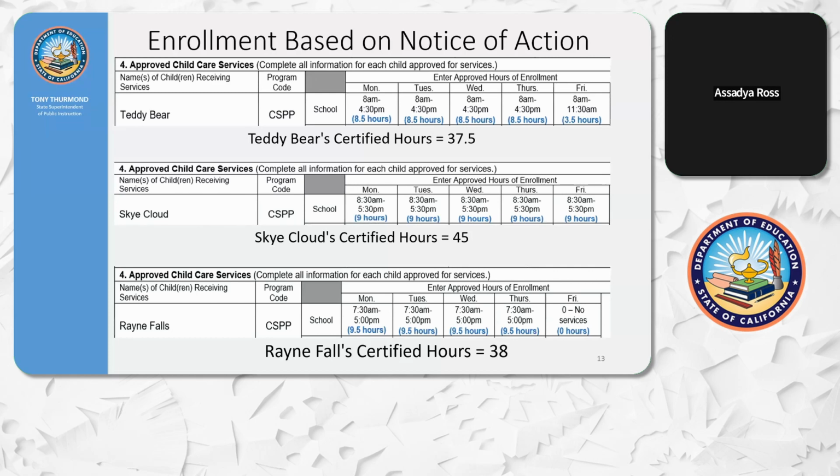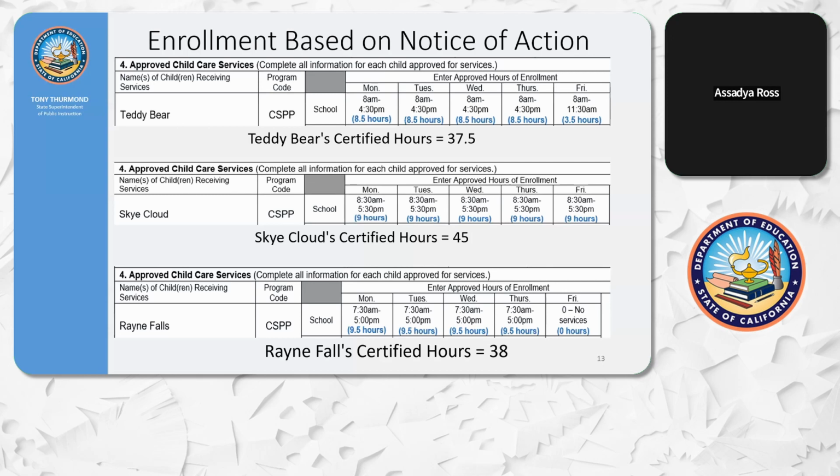So on this slide, you'll see a couple of snips from some notices of actions. Throughout the rest of the enrollment and attendance portion of this presentation, we're going to use the certified services shown on this slide to complete a section of tab 1, the enrollment portion of the enrollment, attendance, and fiscal report forms.